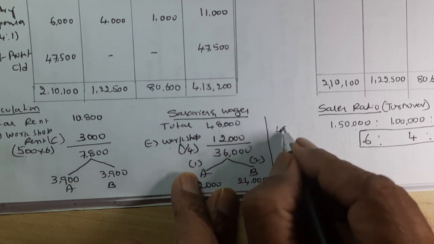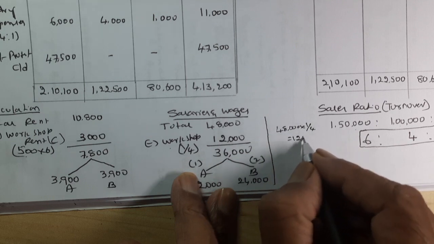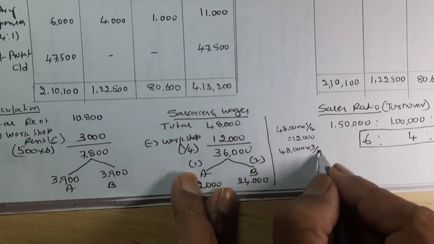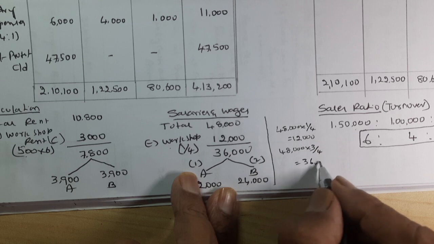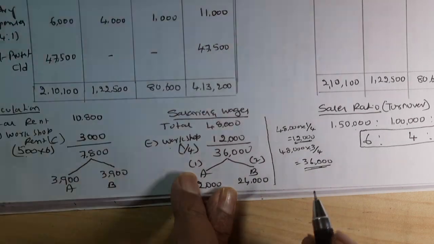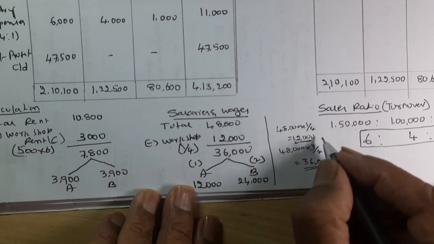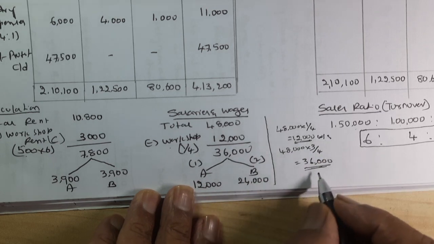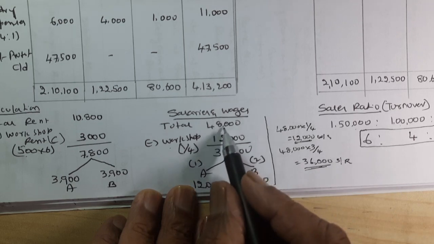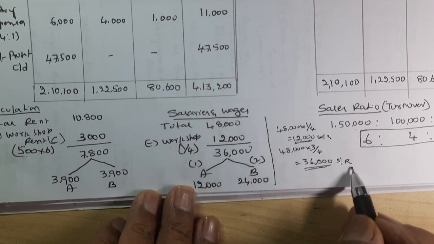So 48,000 into 1/4 is equal to 12,000. Then 48,000 into 3/4 is equal to 36,000. This is 12,000, this is 36,000. This 12,000 is what actually belongs to workshop, and this 36,000 is for showroom. So 48,000, take out 12,000 workshop, remaining 36,000 belongs to showroom.